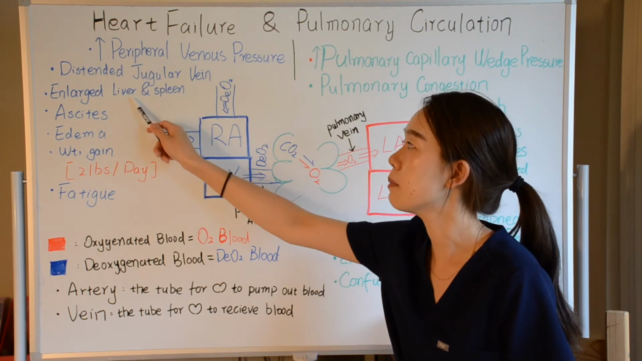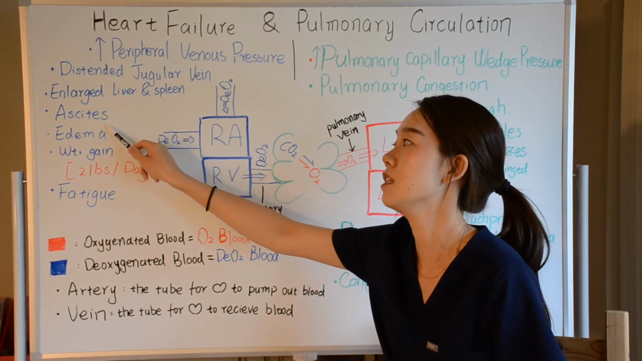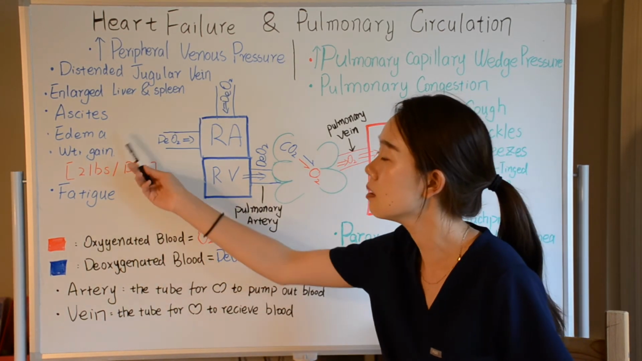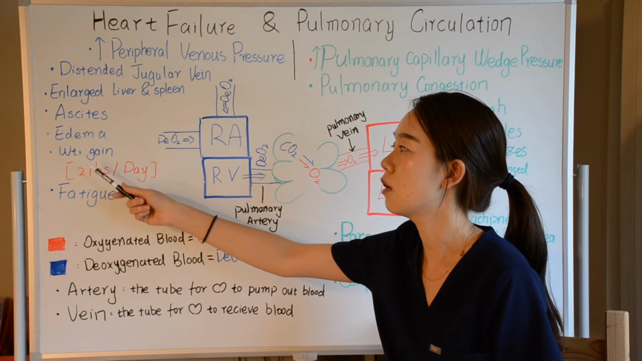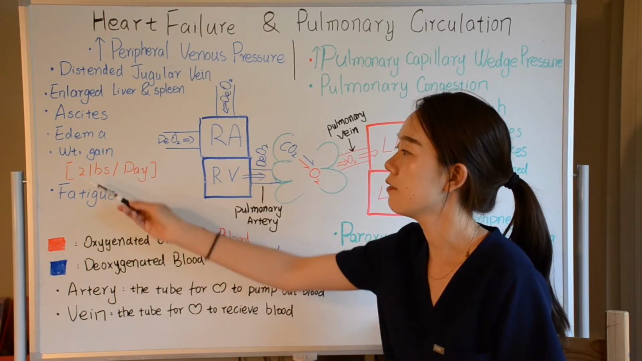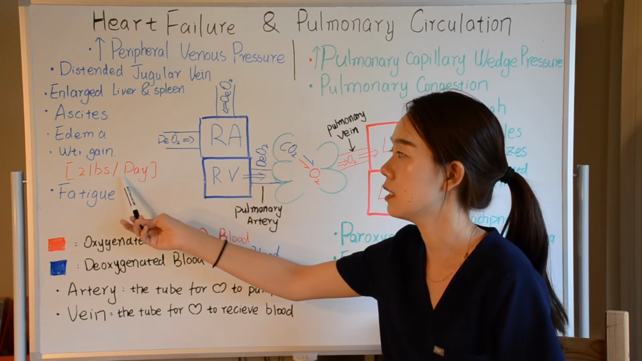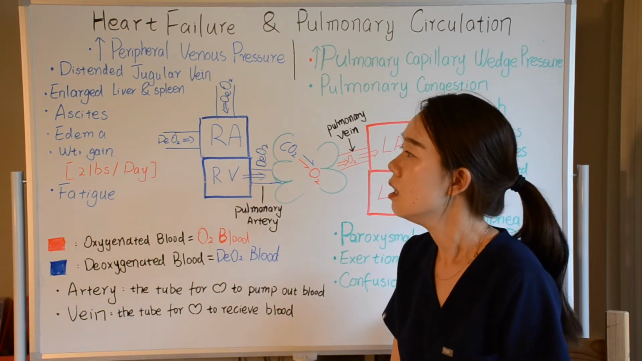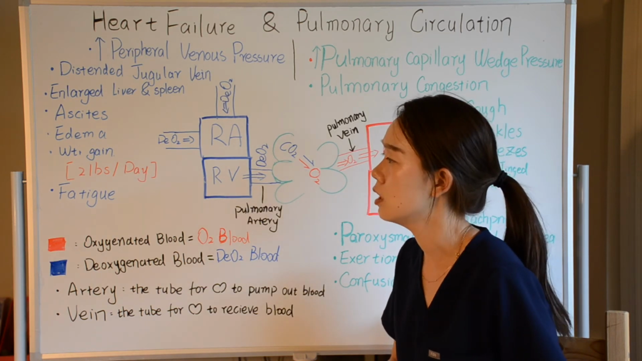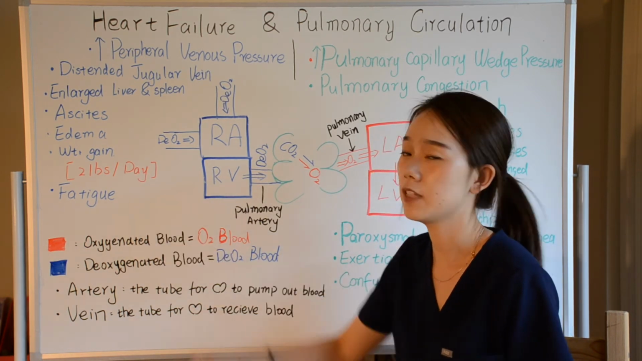If you have a damaged liver, you're going to have ascites. And of course, with all that blood stuck in your veins, you're going to have edema. And of course, with all that extra fluid in your body, you're going to have weight gain. The red flag here is 2 pounds per day. And all that extra fluid, all that extra load in your body, will cause fatigue, right?